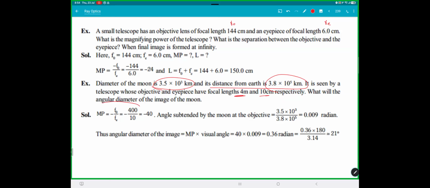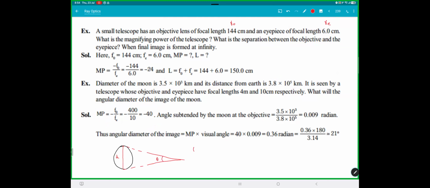First thing, we found the magnification, f naught by fe, we got 40. So that means whatever angle you can see normally with your eye, you can make it 40 times bigger. So when you see with a normal eye, what do you actually see? If this was the moon, and this was the diameter, let's call it small d, and you're looking from far away from the earth, this is your angle which you can see.